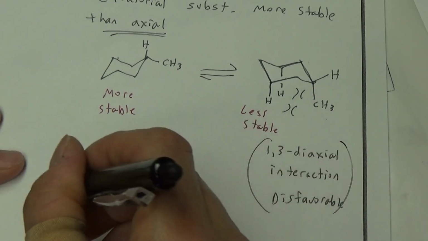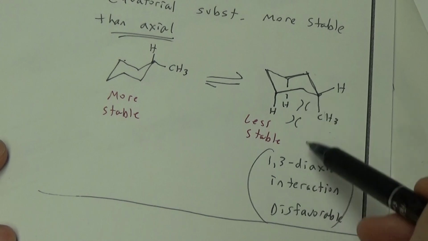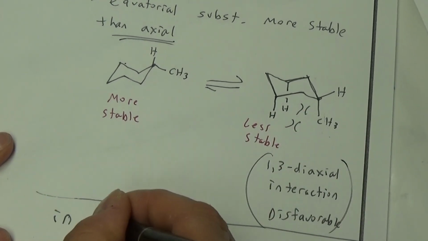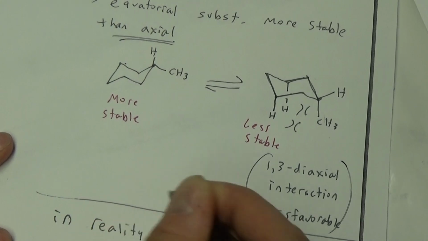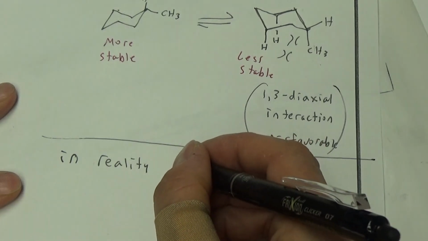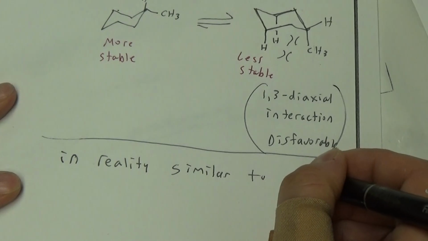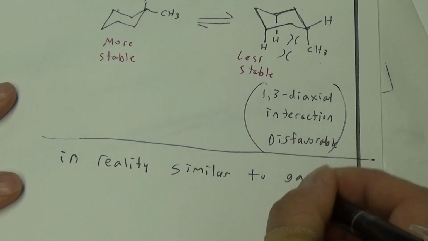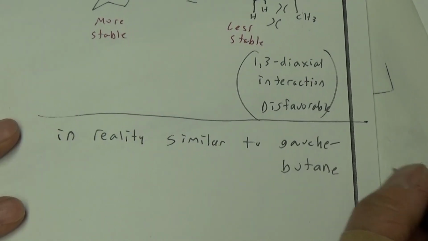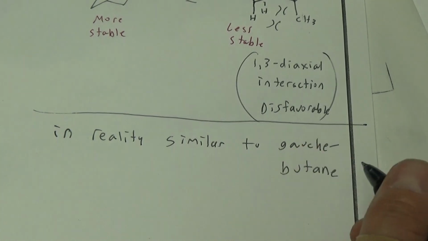There's another way to see this. I love this way. 1,3 diaxial interaction is very easy to see. In reality, it's also similar to a gauche butane interaction. Remember gauche butane, or the gauche interaction? Where did we see that before? The gauche butane.